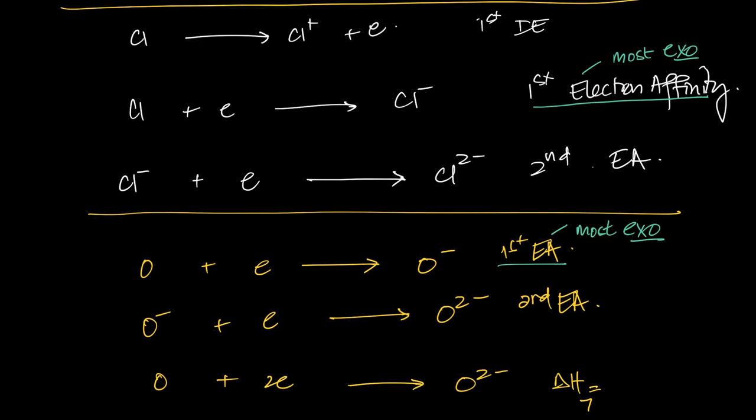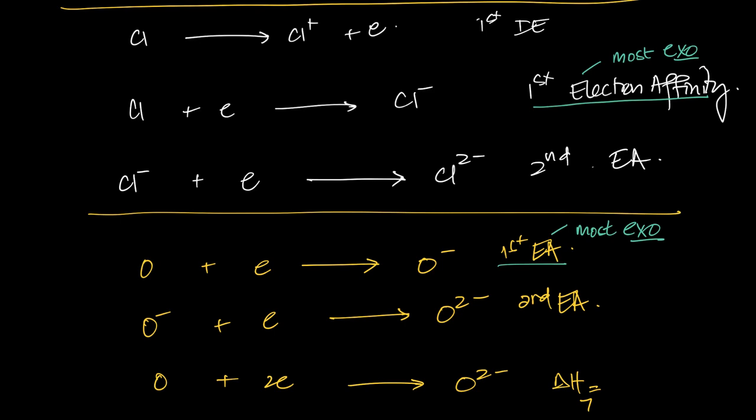Okay? Now, on the other hand, first electron affinities are exothermic because you are giving electrons to an atom that's already pulling electrons in from the nucleus. So it's like there's no work done on the system. So there's not really endothermic.